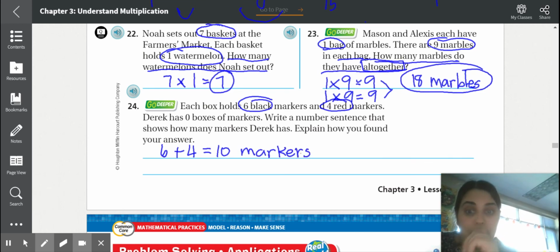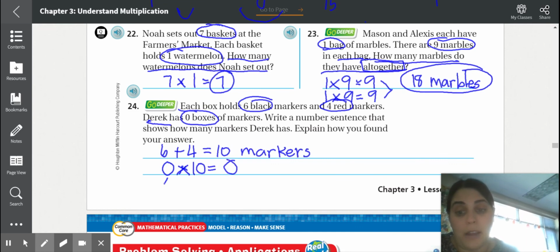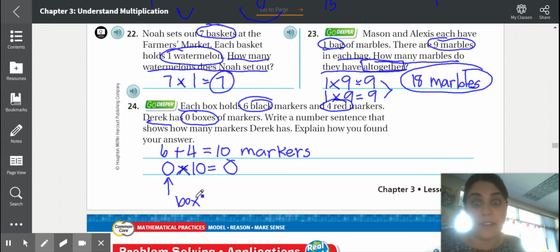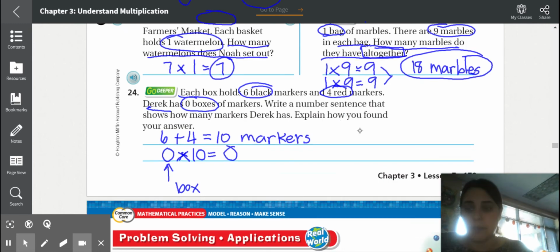So 10 markers go in one box. But it says that Derek has 0 boxes. So what number sentence could we use to show how many markers Derek has? Well, we already know Derek has 0. Let's put that in a multiplication sentence. So Derek has 0 boxes of markers times the 10 markers that would be in there equals 0, right? The 0 is for the box. The 10 is for the markers, but he doesn't have the box to hold them, so he has 0 markers.